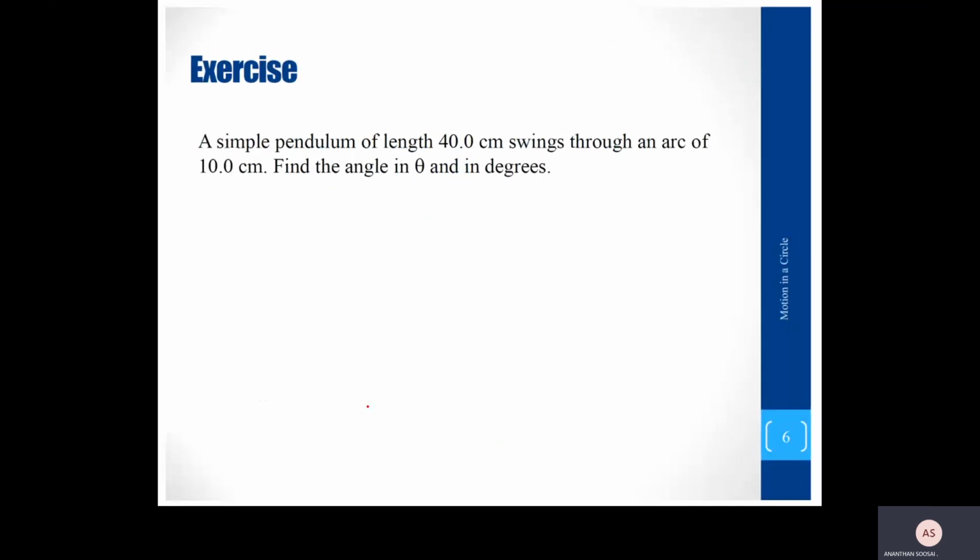You got the answer? What's the answer? 0.25 radian. Got it in radian, is it? Yes. Change to degrees. Radian to degrees, times how much? 180 divided by pi.